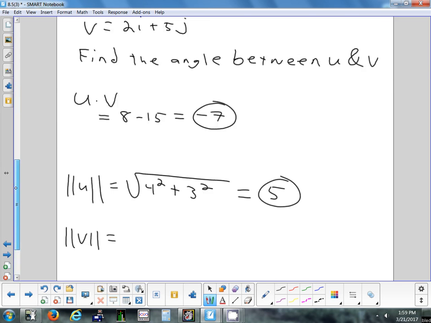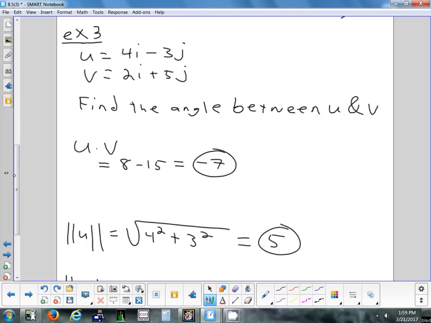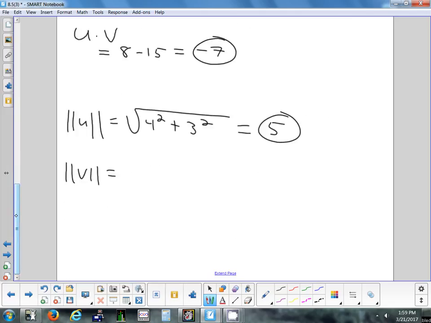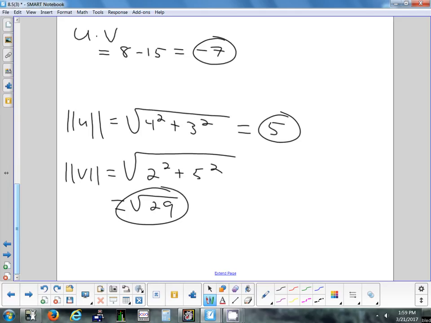All right, and then the length of v. Nick, what's going to be my calculation to do the magnitude of v? It's going to be 2 squared plus 5 squared. Yes, 2 squared plus 5 squared, and we're going to put all that in the square root. It's going to give me 4 plus 25, so it's the square root of 29. I can't reduce it anyway, but I wouldn't worry if I could.